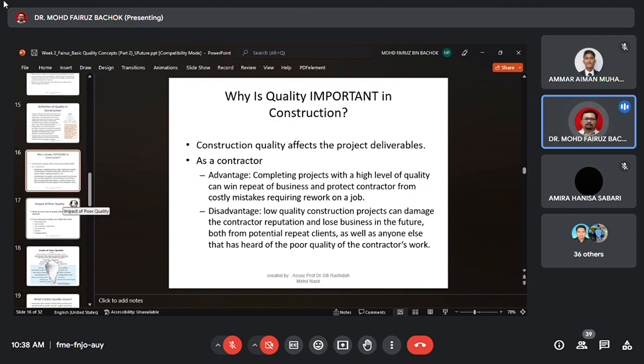Sorry class, rumah saya tengah renovate tadi ada gangguan dia punya construction punya work. Okay, so saya kat onsite lah, sebab rumah saya tengah renovate. Tapi don't worry, saya implement the quality construction management. Okay, sebab tu tak berapa kuat dia punya bunyi.